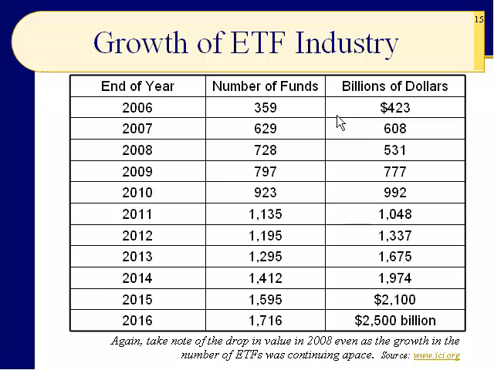Back in 2006, 359, 2007, 629. Look what happened in 2008. Even though we added another 100 ETFs, boom, 2008 was a very tough year. And money keeps pouring into these things. Look, almost 800 billion. In 2011, they reached over 1,000 billion, over $1 trillion. And as of 2016, we're looking at 2,500 billion. That's $2.5 trillion.